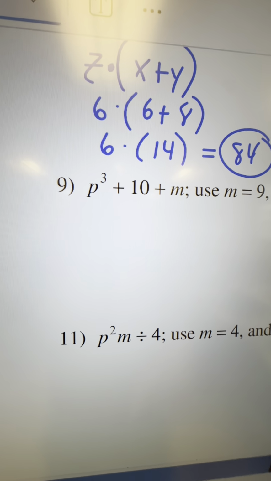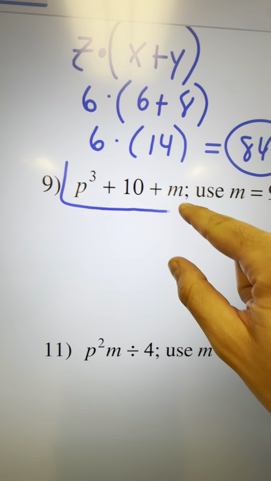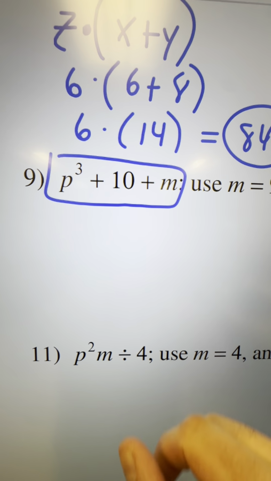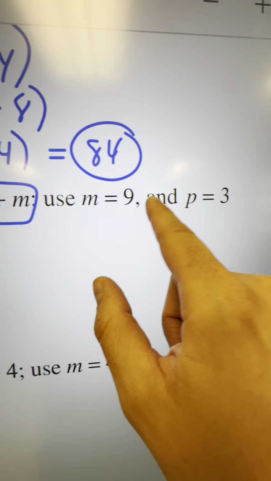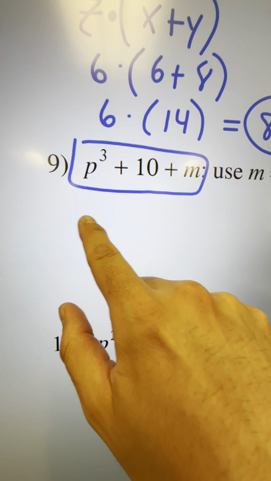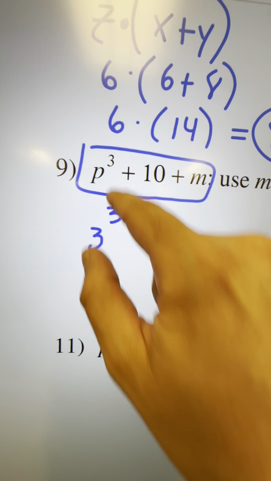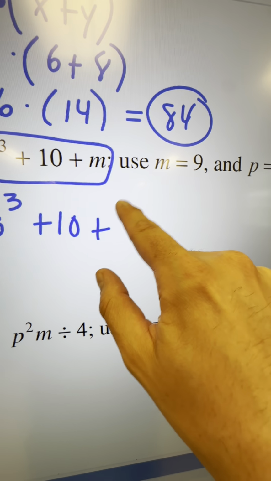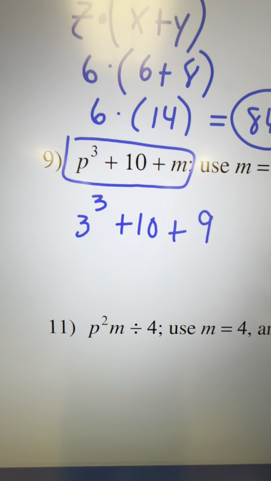All right, example number 9. Here we're doing p to the third power, or p cubed, plus 10 plus m. And here are the given values: m is 9 and p is 3. So replace p with 3, that's my exponent, plus 10, plus, how much is m? M is 9. And now, evaluate what you have.